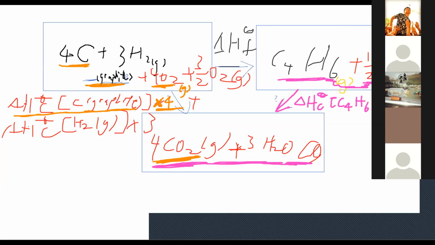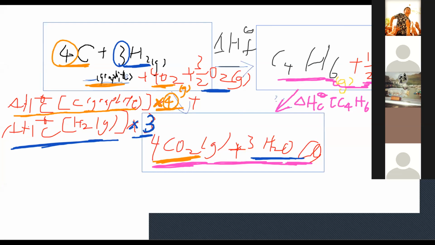So next, we've got 3 hydrogen, 3/2 O2 to form 3 H2O. So we have got another enthalpy term. Remember to times 3. Why is it times 3? Because we have got 3 mole of hydrogen. So for the 4 mole, you may see it directly, it is 4 times 4.